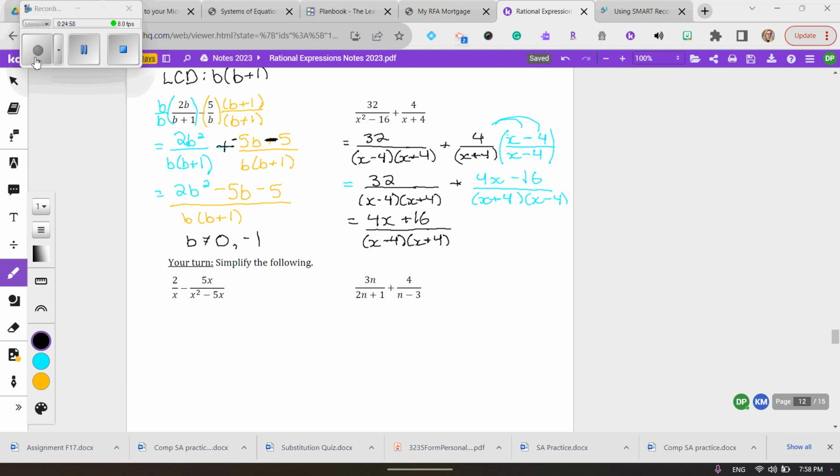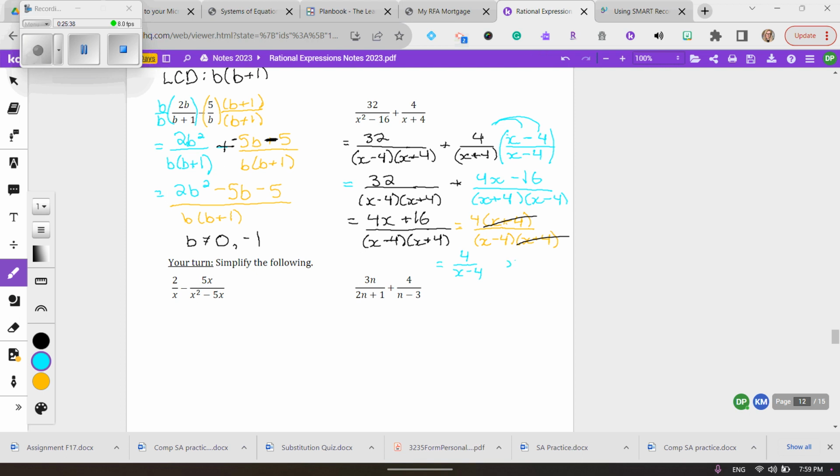Okay, so I think we're getting close to being finished. However, this is one of those cases where I need to keep going a little bit further. I see that my numerator can be factored. So I'm going to factor out a 4 and be left with x plus 4. Which is kind of cool because I can actually go a little bit further and simplify because I have an x plus 4 on the top and x plus 4 on the bottom. My final answer is going to be 4 over top of x minus 4.